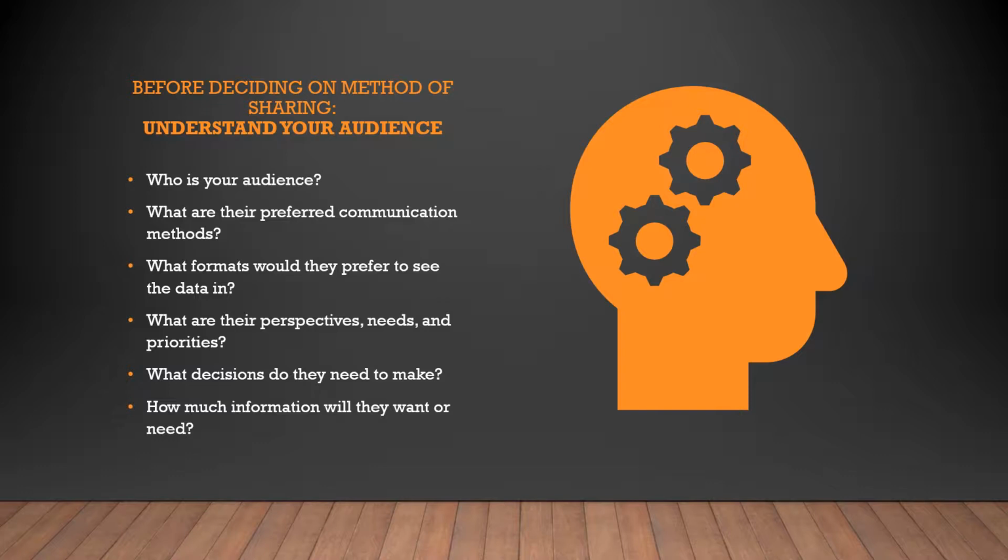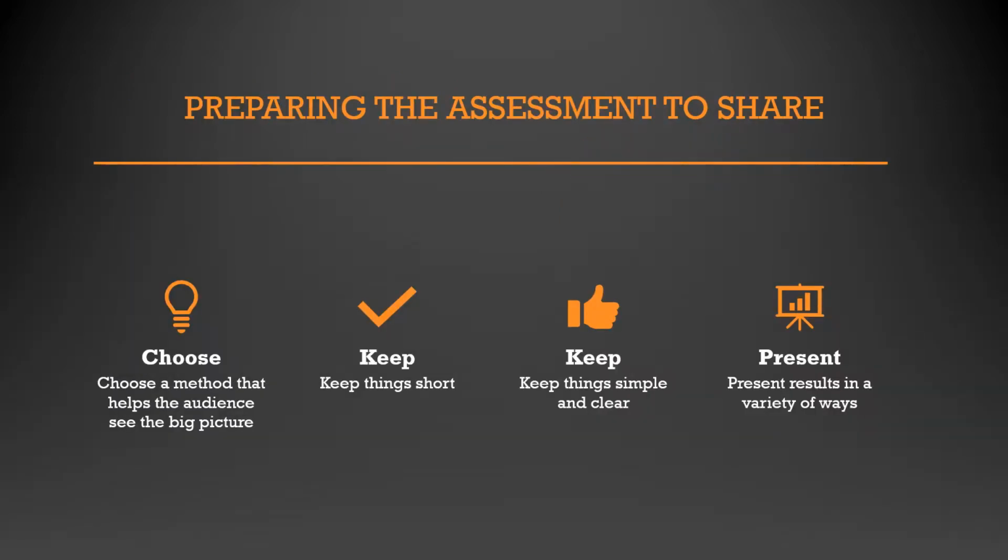What are their perspectives, their needs, their priorities? What decisions do they have to make? And how much information will they want, or actually do they need? Also, you need to make sure you're choosing a method that helps the audience see the big picture. Make sure that everything you include tells an important part of the story. And then you're going to cascade from the major points down to the details.